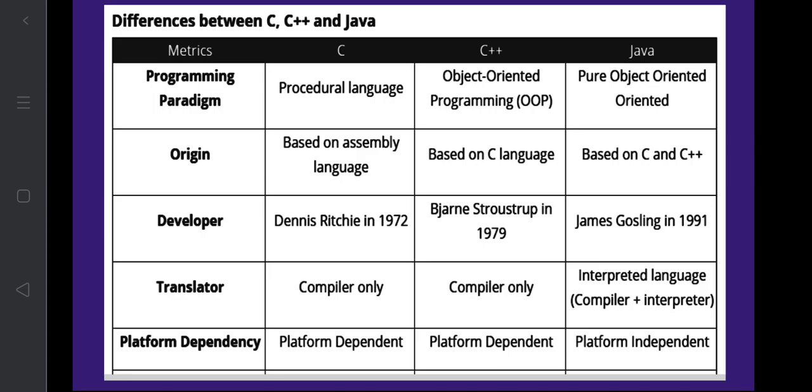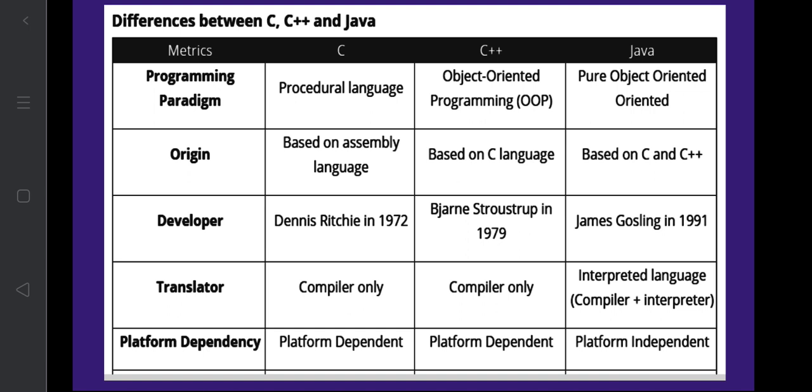Okay, so now let us see. The first one is the programming paradigm. What does it mean is C language follows the procedural language. That means there is no object concept involved in C language. It is like a normal step-by-step process that is called a procedural language. In the case of C++ and Java, they are object-oriented languages. That means it contains the components as a collection of classes.